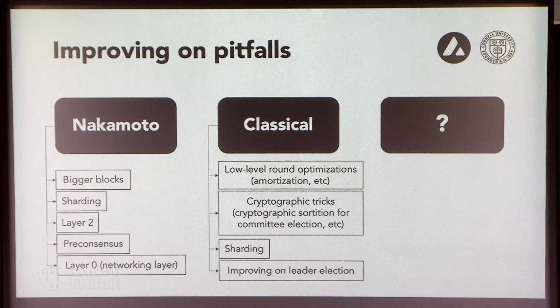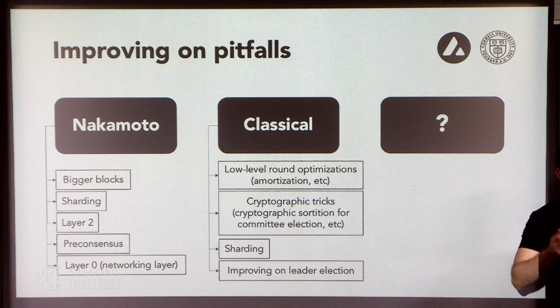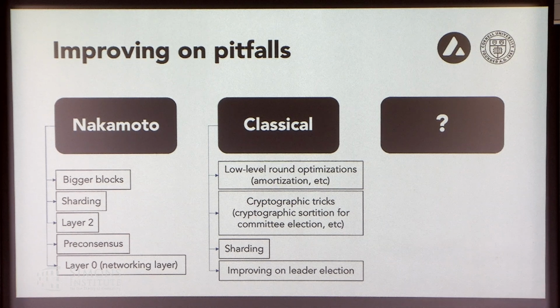So there's been a lot of work in the past few years trying to improve on these pitfalls. We've seen suggestions for Nakamoto: make blocks bigger, introduce some form of sharding. Layer 2, like Lightning Networks, has been very popular and is catching on to some degree, although it has its set of problems. There are notions of pre-consensus to reduce latencies, where you use a voting-based mechanism to get a snapshot of what the current blocks are, and then finalize them through proof of work. And then layer 0, getting really good at distributing blocks around the network. A bunch of companies have spun off doing exactly that.